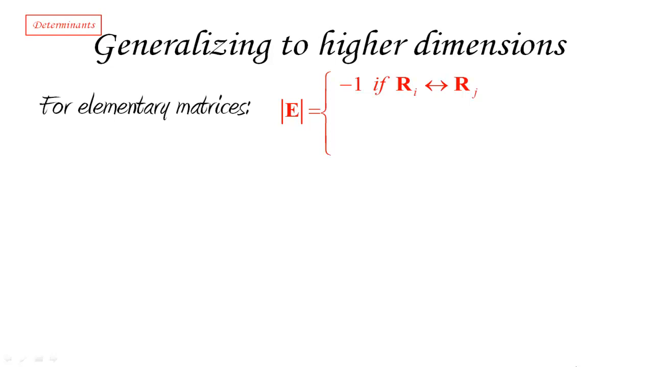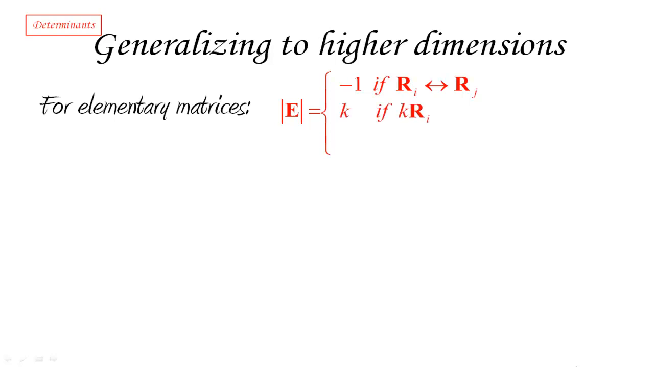Remember that switching rows changes the sign of the determinant, and you can check this even for a 2 by 2 elementary matrix obtained by switching two rows: the determinant is of course going to be equal to -1. So we're going to define that to be -1 for any elementary matrix obtained in that way.